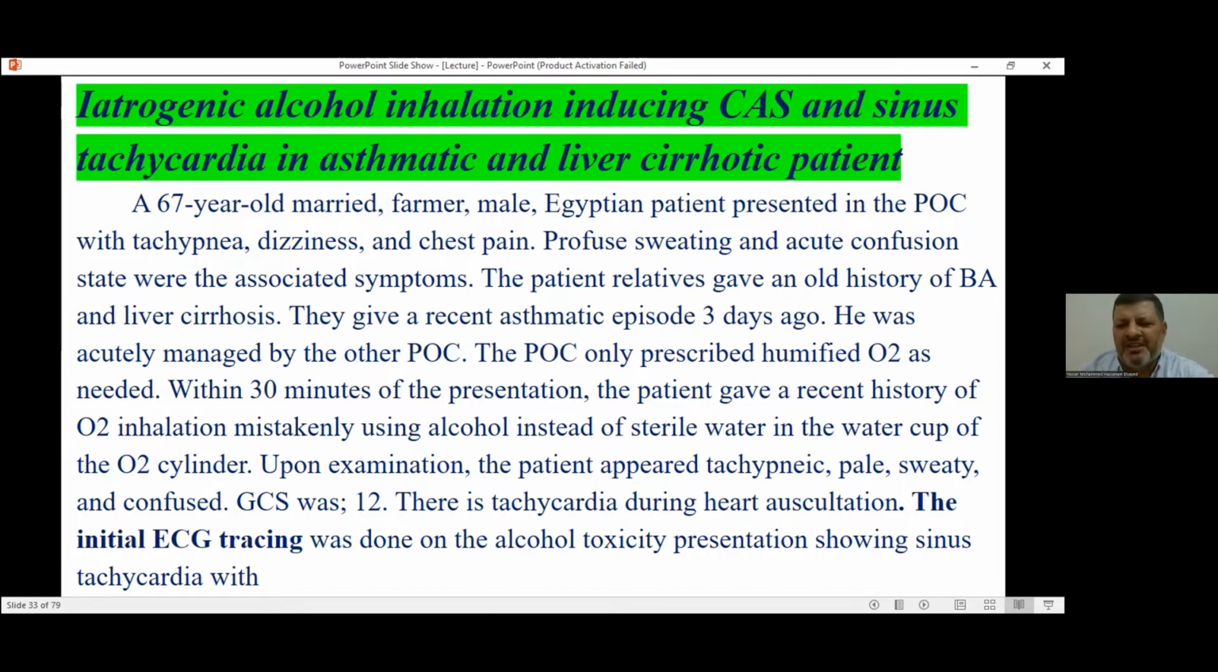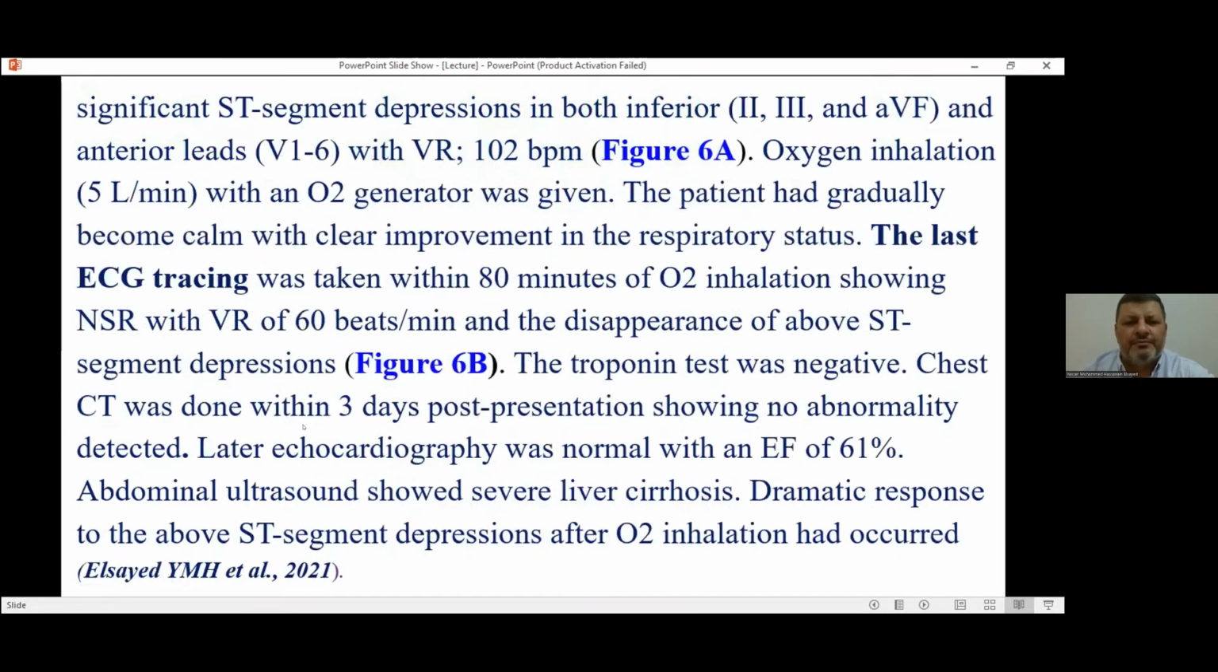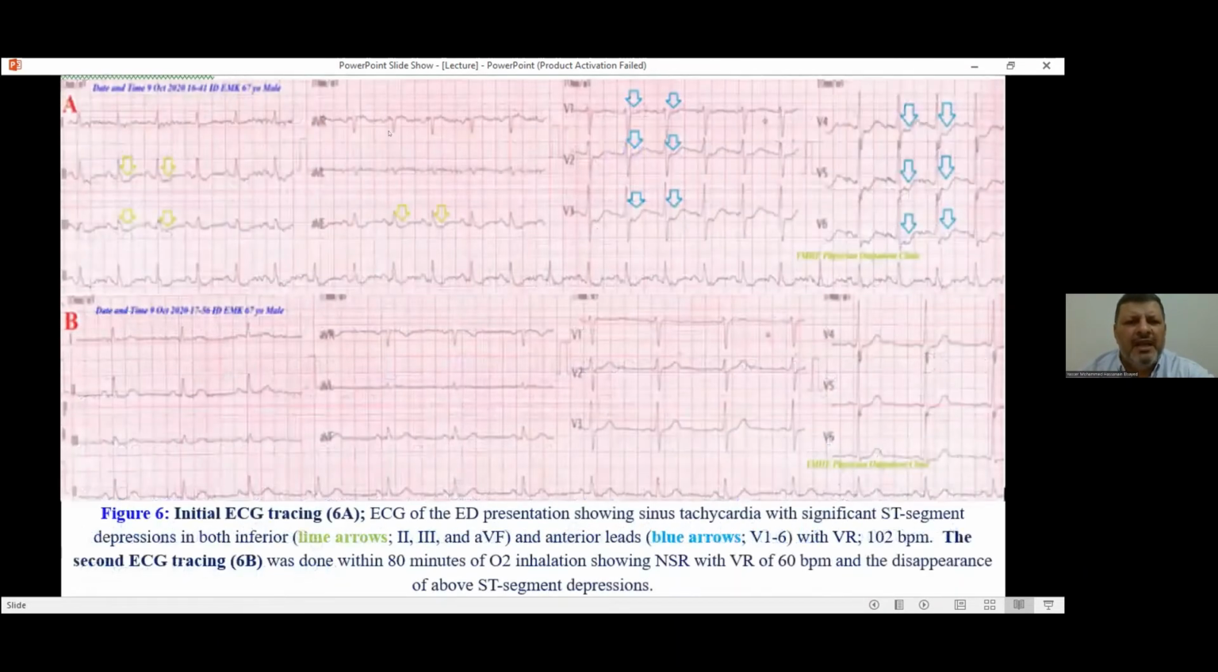On examination, the patient appeared tachypneic, pale, sweaty, and confused. GCS was 12. There is tachycardia on auscultation. Let us see the ECG. As you see, here is ST segment depression in leads 2 and 3 and aVF inferior, and it is clear from V1 to V6. This indicates there is extensive ischemia. This is after oxygenation: it appears very nice, with all ST segment depressions normalized.